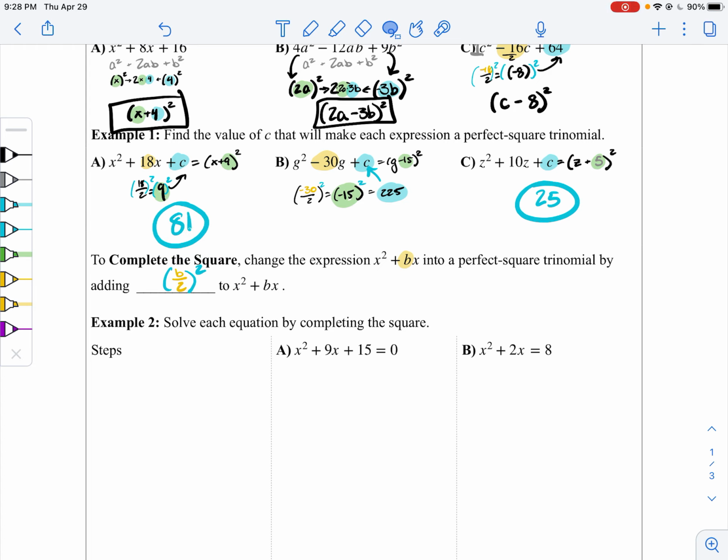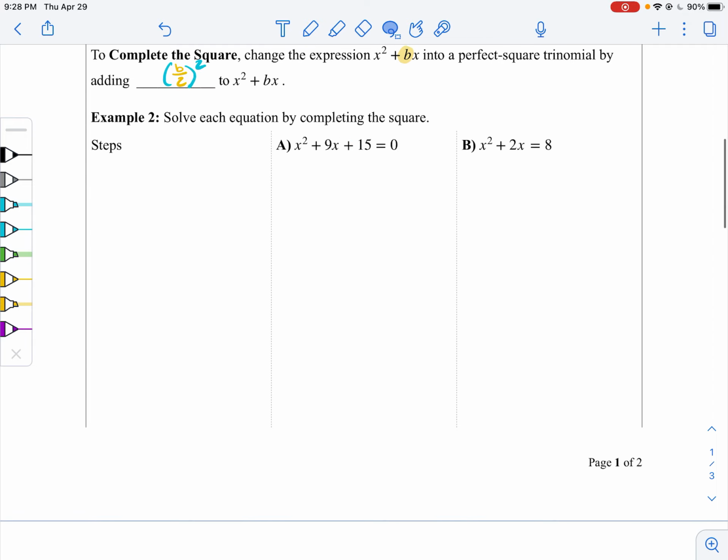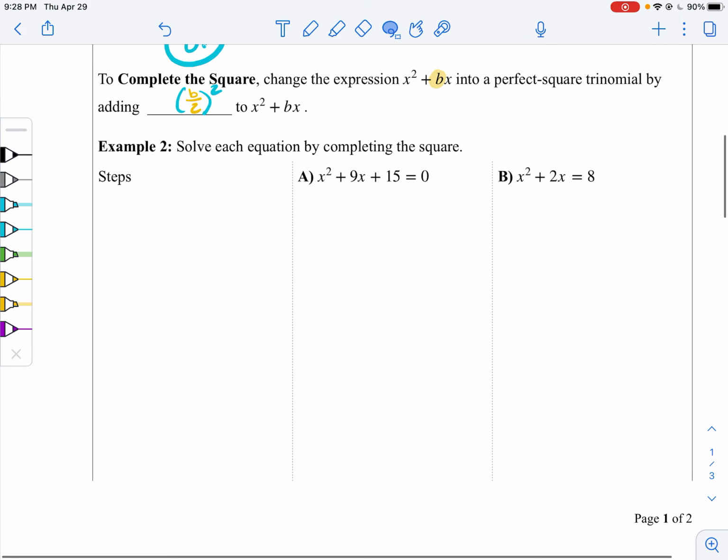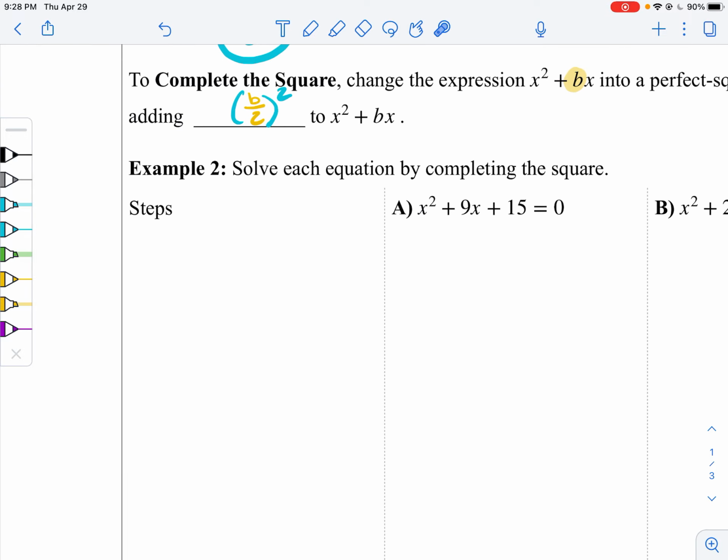So let's solve each equation by completing the square. We're going to do this twice. First, I'm going to walk through the problem, telling you what I did, and then we're going to follow the steps on a new problem. Looking back, I probably should have switched to them. So I'm actually going to do that right now.